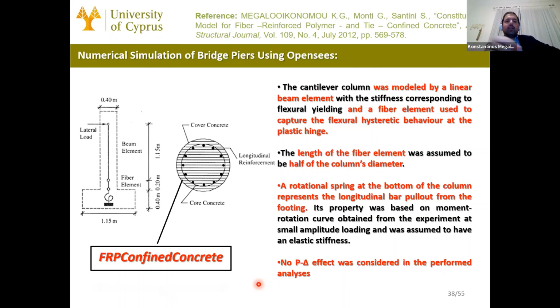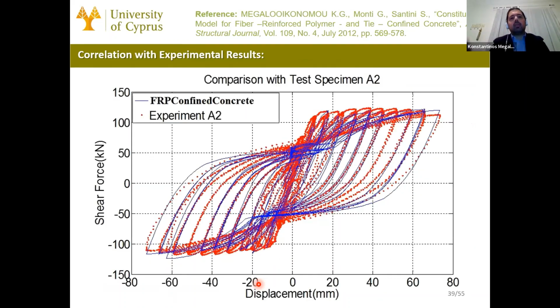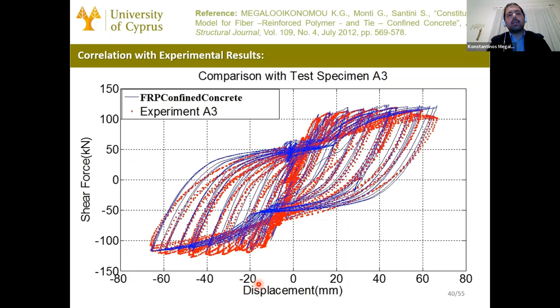So you can see here the comparison with the specimens of this experimental study by Professor Kawashima from the Tokyo Institute of Technology, and you can see that the comparison is quite good. These are the two specimens with carbon fiber reinforced polymer jacket for A groups, and the B group also. You can see further the correlation with experimental results.